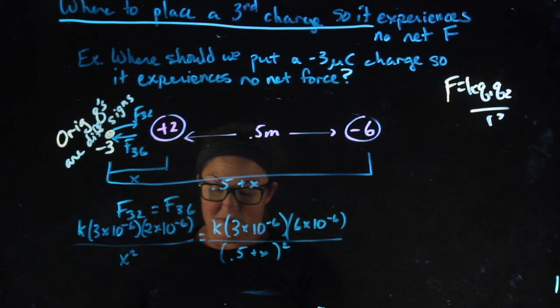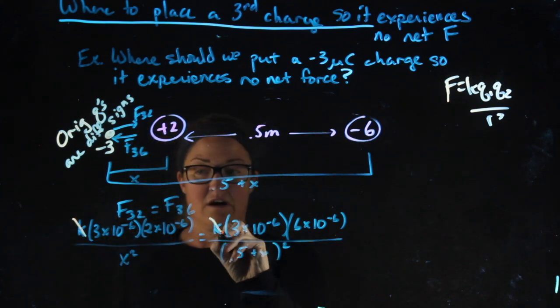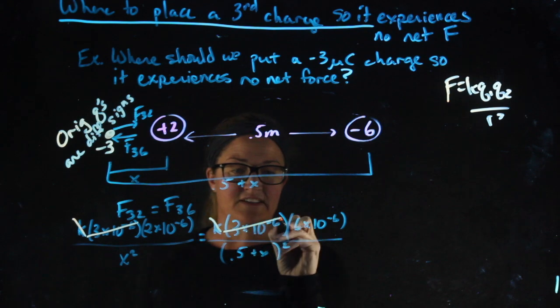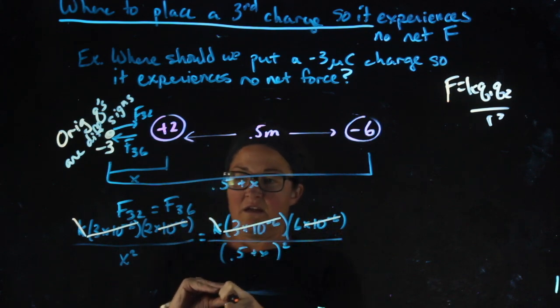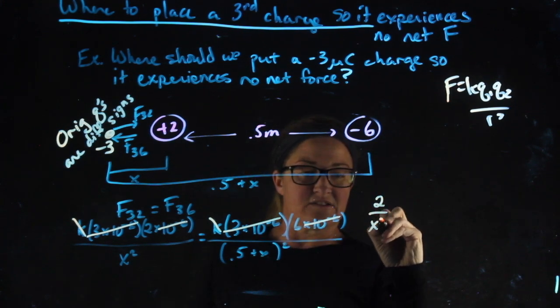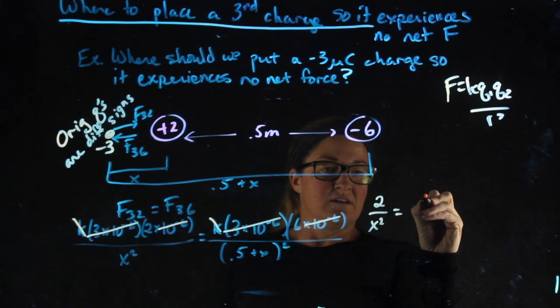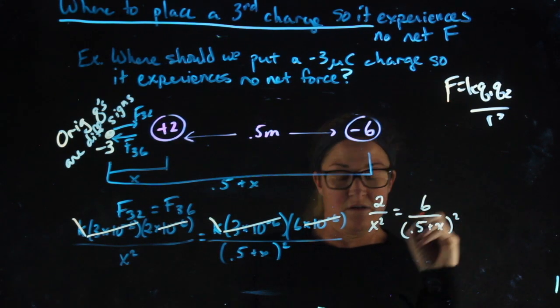Before I do anything else, I'm going to simplify, cancel out stuff. The k's are gone. The 3 times 10 to the -6 are gone. This times 10 to the -6 is gone. And I have 2 over x squared equals 6 over 0.5 plus x quantity squared.